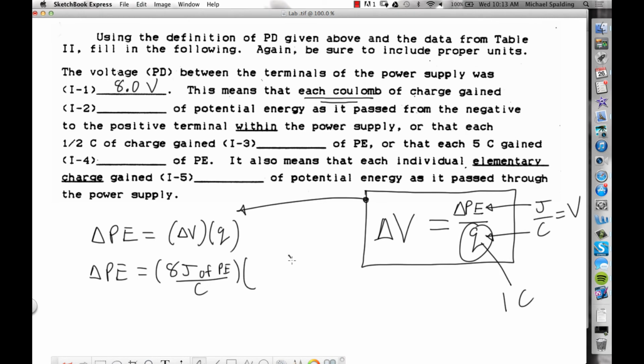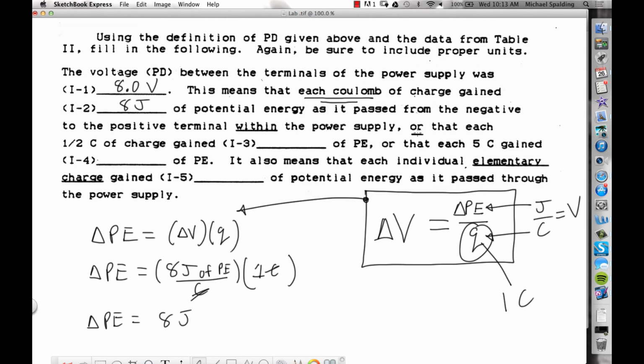Well, how many coulombs are we talking about here? 1, because it says each coulomb. So coulombs cancel, and our change of potential energy is 8 joules. So this is 8 joules right there. Okay, now we keep going, blah, blah, blah, blah, blah.